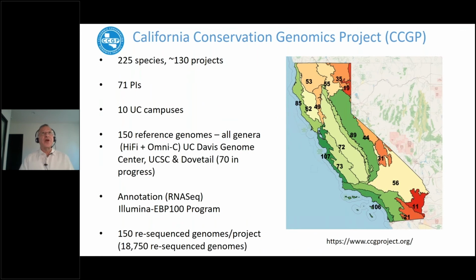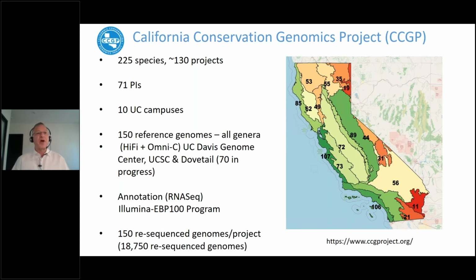The California Conservation Genomics Project will study 225 species that are distributed across 1,000 different sites in California. There are 130 distinct projects involving 71 principal investigators who are providing samples and knowledge about these species, where they're located and their biology. These 71 PIs are distributed across 10 UC campuses.